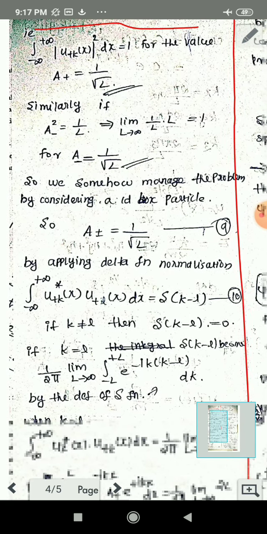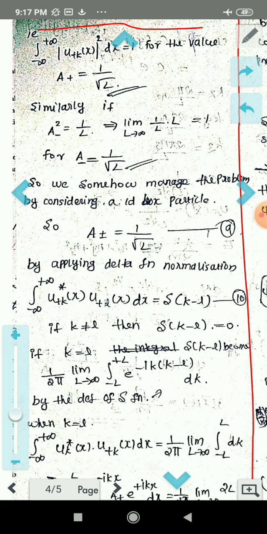And there is another method to find this A. In that case we are applying the delta function normalization. There are two methods, two equations are correct. We are just mentioning this delta function normalization also here.